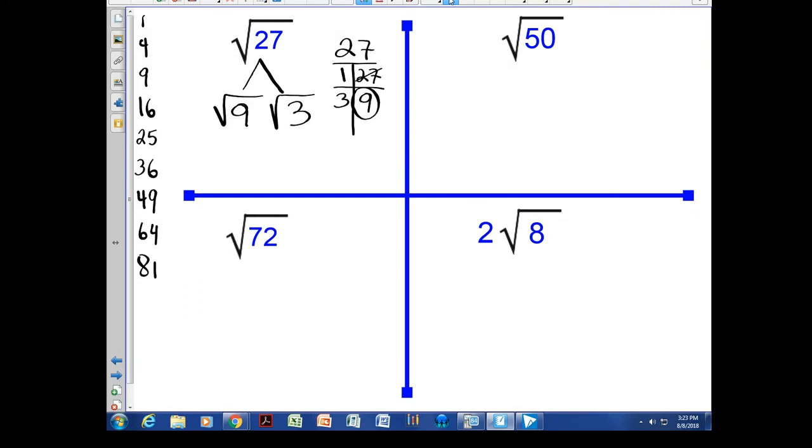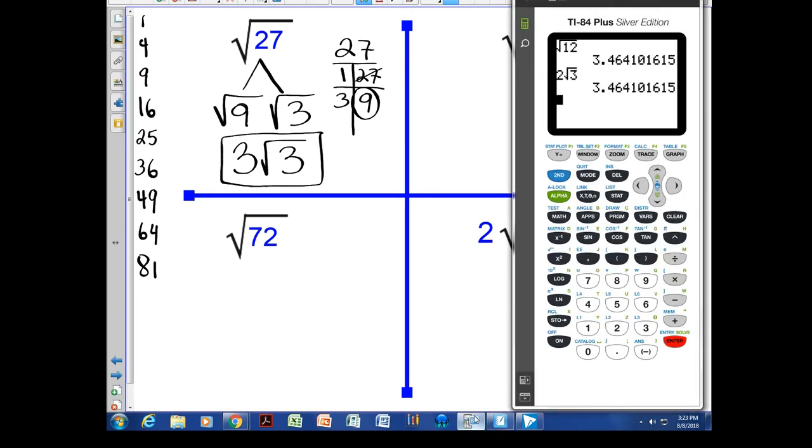The reason why I do this is because the square root of 9 can be simplified into a regular number, 3, because 3 times 3 is 9. However, the square root of 3 is irrational, so it's going to stay inside the radical. And that's going to be my final answer, 3 radical 3. And again, I'll show you the check. The square root of 27, let me clear that out. Second, the square root of 27.